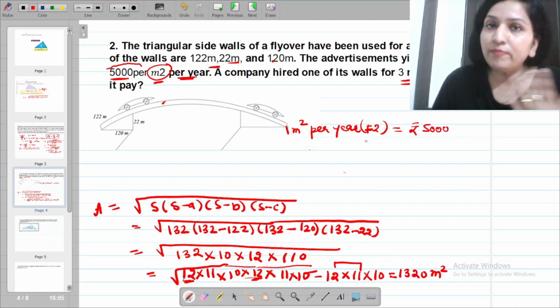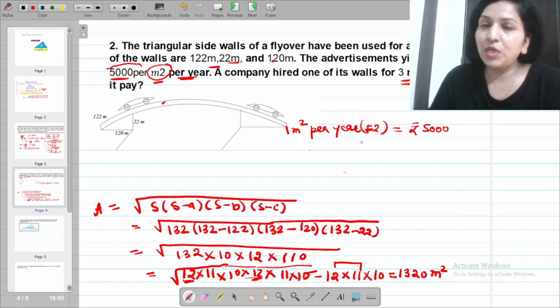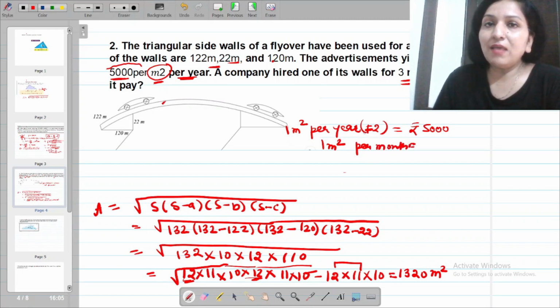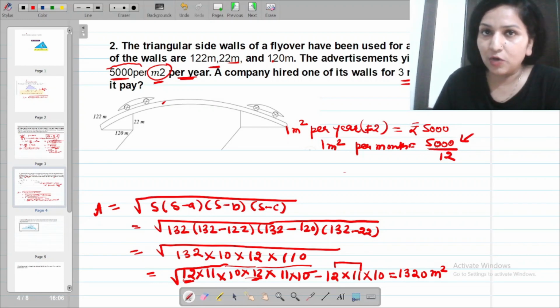So if the value of more is given and the value of 1 is required, always you need to divide. So for 1 meter square per month, per means 1. If 12 months is given and we need 1 month, this number has to be divided by 12. I'll keep it as a fraction only, just for the sake of making my calculation easier. For 1 meter square for 1 month, this is the charge we have to pay. The total area is what I have on which I have to pay the rent. I need to give the charge for 3 months.